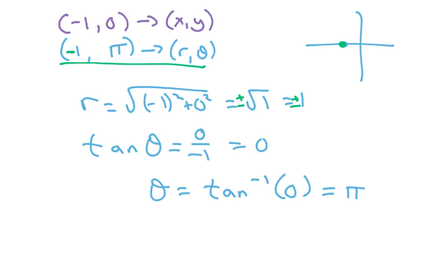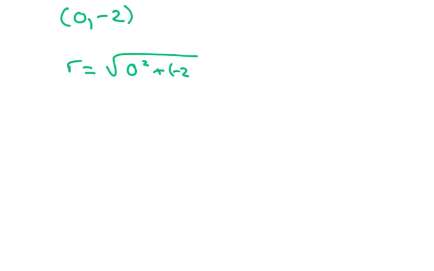All right. The next one, we're going to have 0 comma negative 2. So we have r equals square root of 0 squared plus negative 2 squared. And it's the square root of 4, which equals 2. And remember this lives at 0, negative 2 right down here. So just remember where this lives, because they should be at the same point.